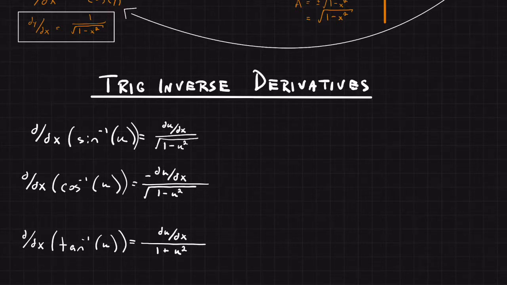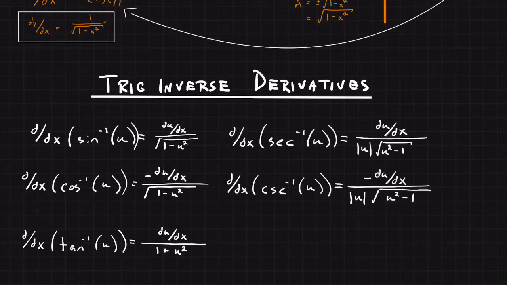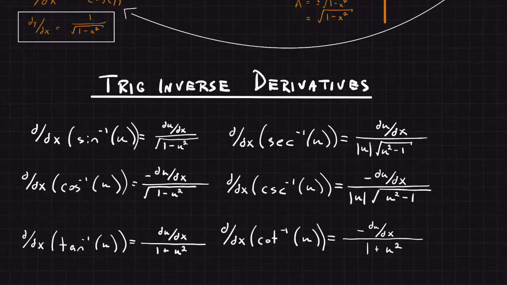Notice for tan inverse, the derivative has no square root in it, and you're adding 1 and u squared instead of subtracting. Next up, we have the derivatives of secant inverse and cosecant inverse. The derivative of secant inverse is du dx over the absolute value of u times the square root of u squared minus 1. The terms inside of the radical are flipped versus the derivative of sine inverse and cosine inverse, and also they have an absolute value of u on the outside. And finally, the derivative of cotan inverse is equal to negative du dx over 1 plus u squared. Notice this is similar to the derivative of tan inverse, except now our fraction is negative.